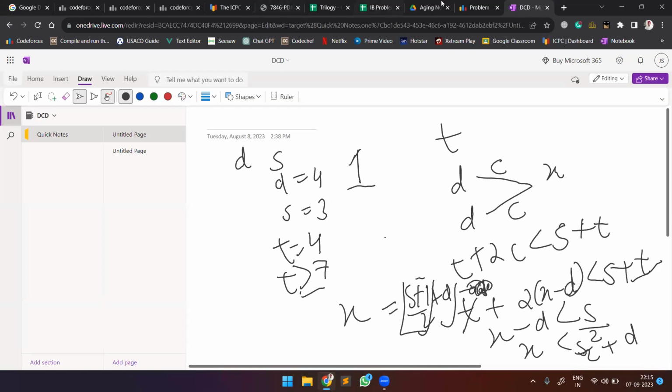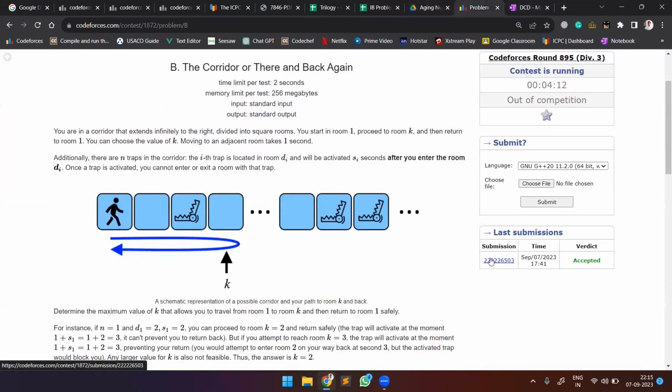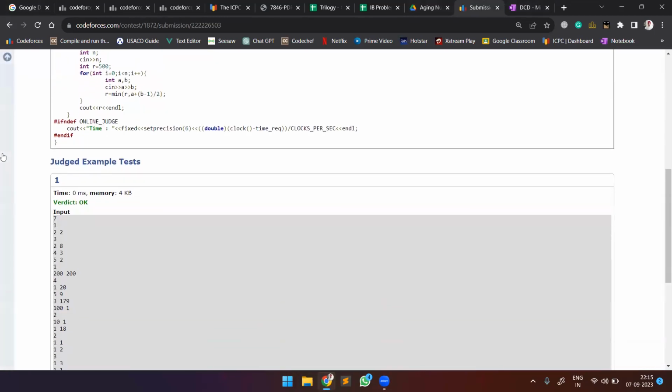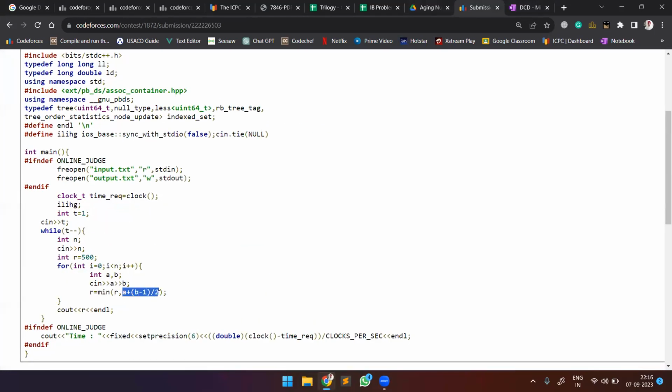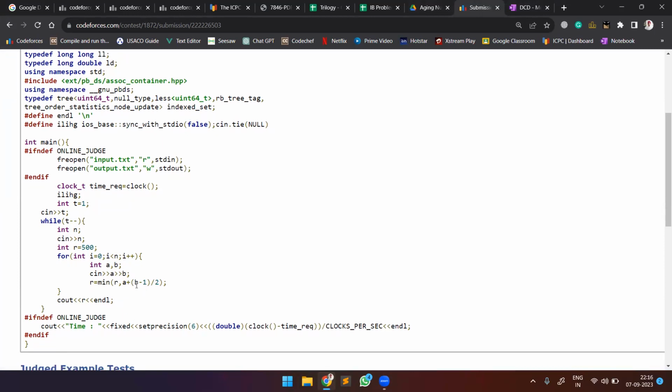If I visit the solution of the problem, I have done something like this. I'll take the minimum of this among all the traps. That would be the maximum. So my solution, if you can see, is something like this: a plus b minus 1 by 2. Here b is basically S, so S minus 1 by 2. Basically, I have taken out the minus one, and this is b minus one. Why is it b minus 1 by 2?